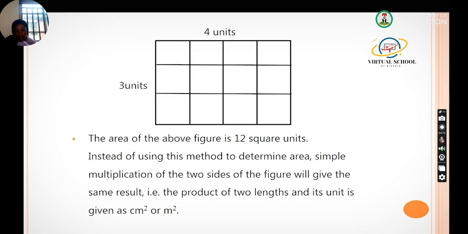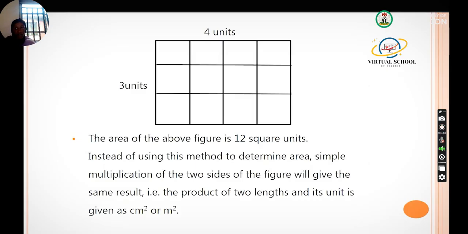Then on this side, we have 1, 2, 3, 4. So we have 4 here, then we have 3 here. So from what we have on the screen, the area of the above figure is 12 square units. If you count 1, 2, 3, 1, 2, 3, 4, and when you multiply 4 by 3, it's going to give us 12 square units. So instead of using the above method to determine your area of a plane figure, we are going to multiply both sides of the plane figure, giving us the area of the plane figure.